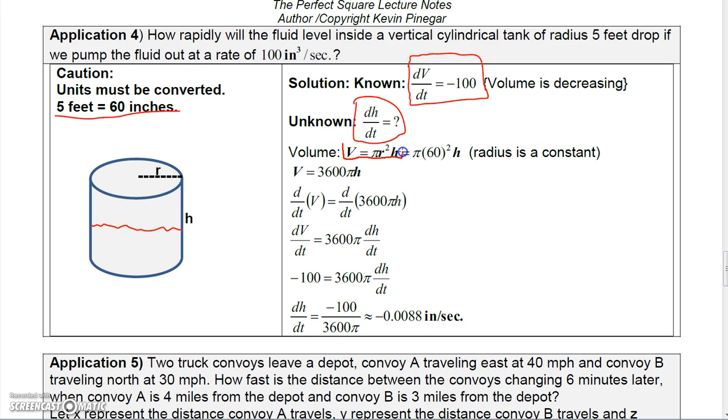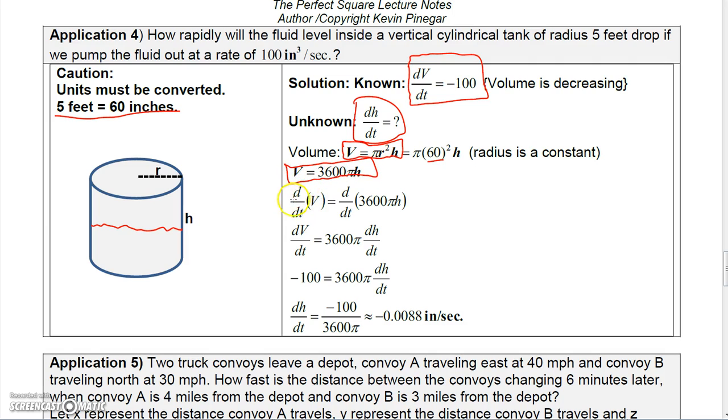We know the volume of a cylinder is pi r squared times h. But we know the radius is never going to change. It's going to be a constant at 60 inches. So I can plug 60 in for the radius. Now I can't do that for the height, because remember, the height's going to be changing as the liquid drains, but the radius is not going to change. So pi times 60 squared will be 3600 pi. So the volume would be 3600 pi times h.